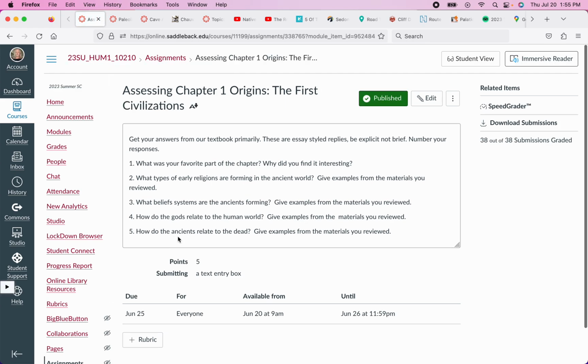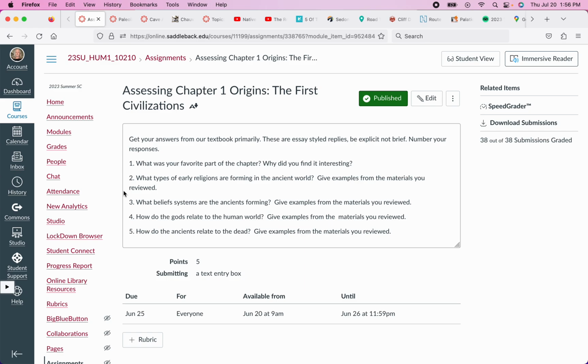How many different ways did we see ancients relating to the dead? I just talked about it in China, for example. How do the gods relate to the human world? We saw that in Mesopotamia. We've seen that in Egypt. What belief systems are they forming? How are they relating to their beliefs in terms of how the world works, how the world was formed, how order should be kept? In the early types of religions, we saw several of them.